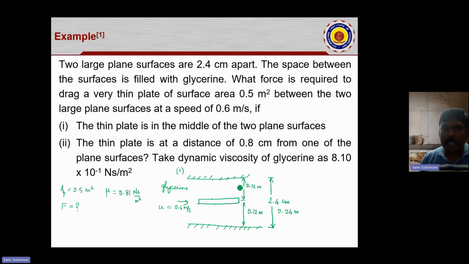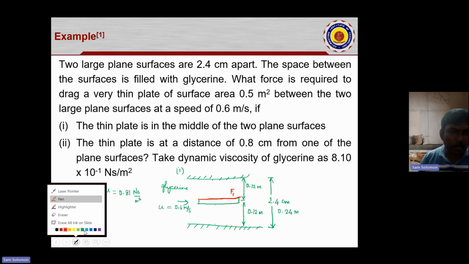The plate is exactly in the middle of the two plate surfaces. They want us to find out the force. What you should concentrate on here is this plate has got two surfaces. So this top surface of this plate will experience a force F1.